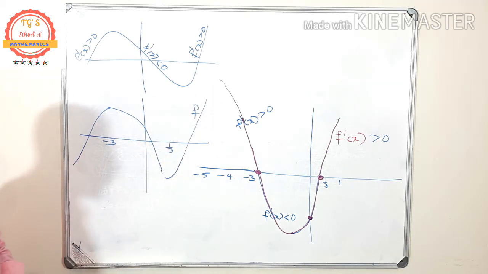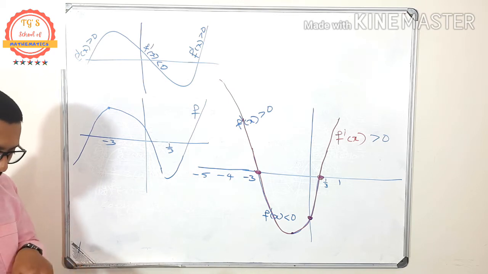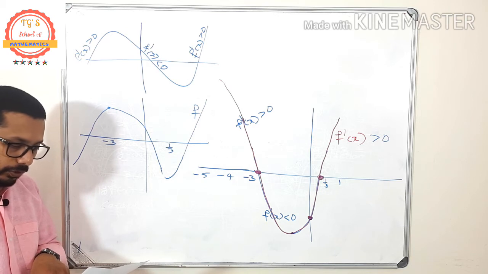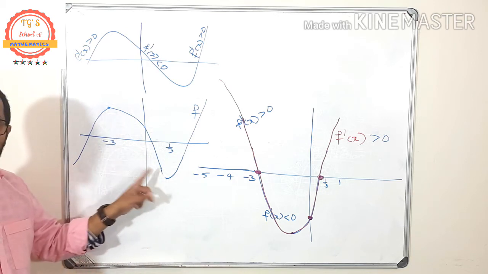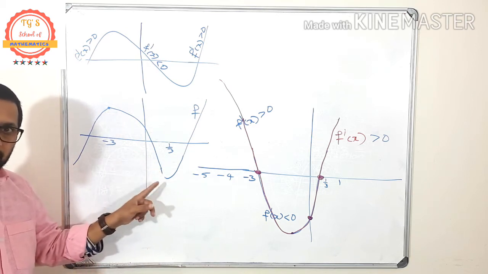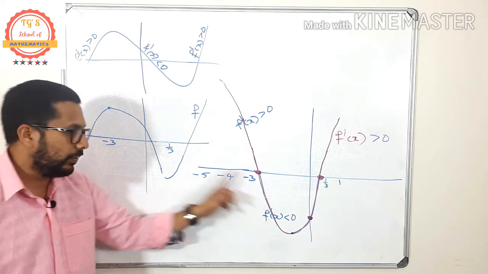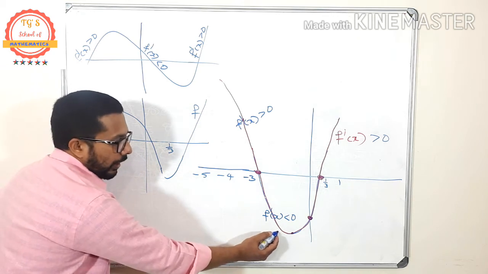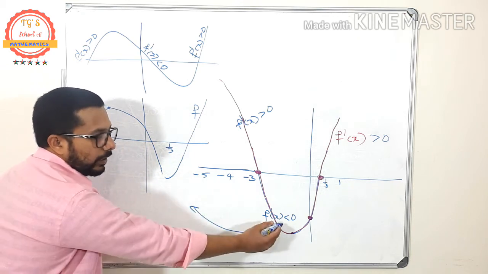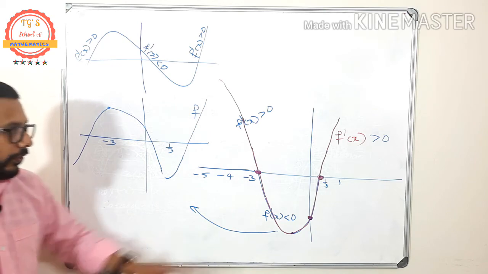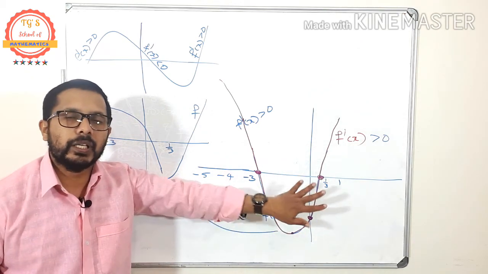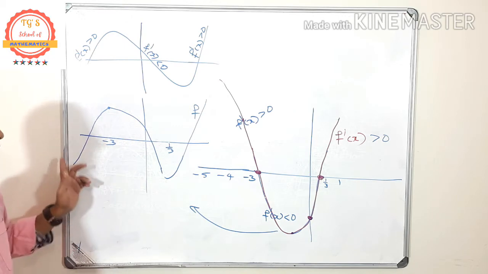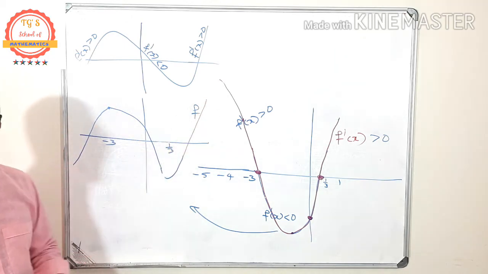Okay, now look at the question once more. Question number 9.3. Determine the values of x for which f, this is our f graph. Okay, this is the f dash of x graph, this is our f graph. So what we are trying to do is draw the f of x graph from this f dash of x graph. We know the f dash of x graph. From that f dash of x graph, we are trying to draw the f of x graph, and that is this one. Okay, now look at the question.